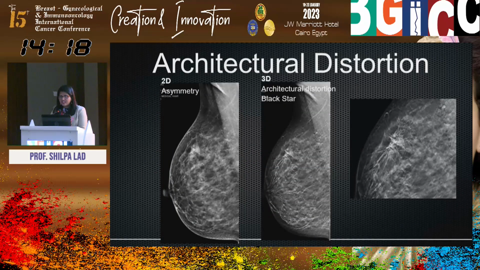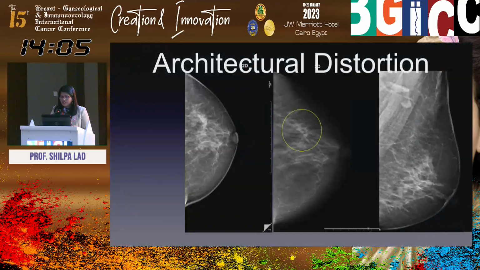Therefore, the tomosynthesis guided biopsy becomes important. As in this case, we see an asymmetry which corresponds to an architectural distortion on tomosynthesis. This is what we call a black star, and this turned out to be a radial scar at vacuum-assisted biopsy.